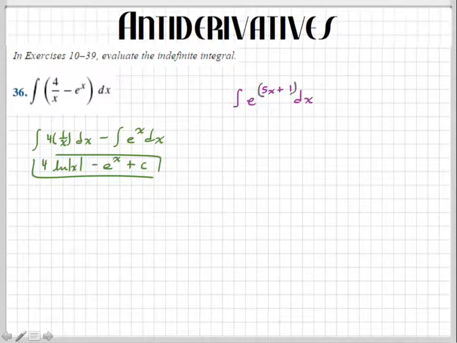Because we have a function inside of a function, we're going to use u substitution. Well, that's the way I like to do it. I'm going to make u equal 5x plus 1 because he is inside the other function. When I take the derivative of him, I would get du over dx equals 5, which would be the same as du equals 5 dx.